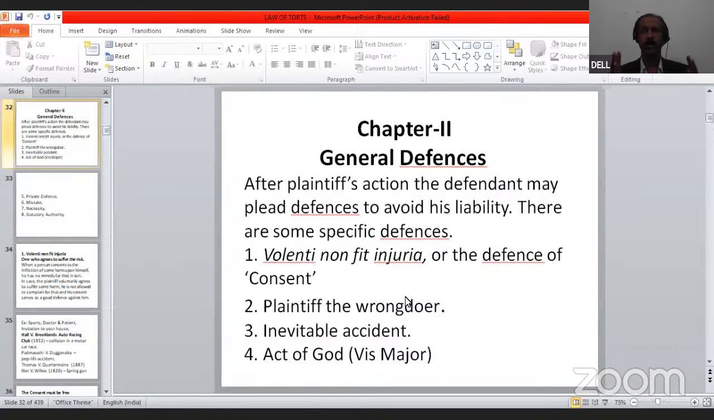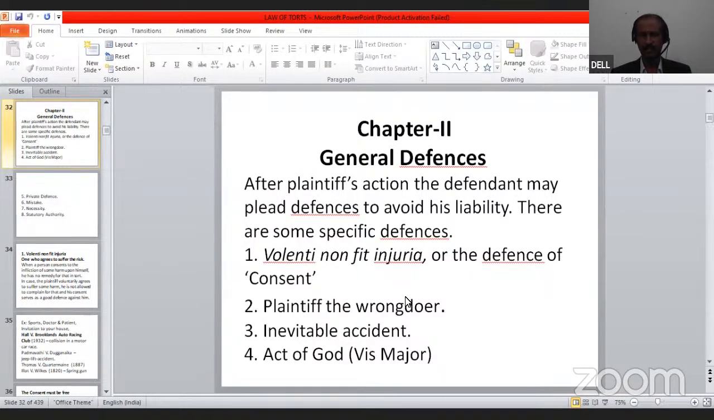The defendant also has some justifications. For a right cause, he might have done something, or the wrong may be a very trivial matter which the law ignores. So whenever such a situation arises, the defendant can take certain defenses, what you call pleas of defense, before the court, and can avoid the liability. After the plaintiff's action, the defendant may plead defenses to avoid his liability.